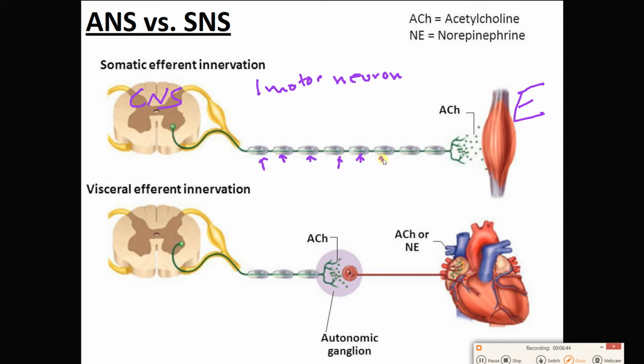Those guys are Schwann cells. So we have one neuron, and it is myelinated. It's actually heavily myelinated. It's really wrapped up by those Schwann cells.